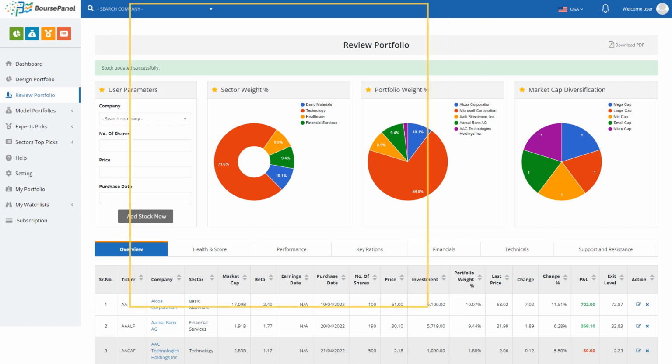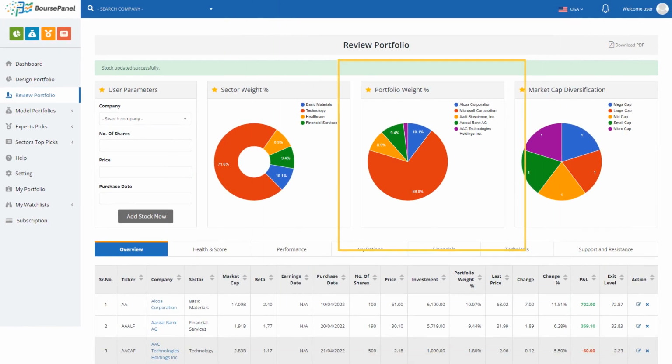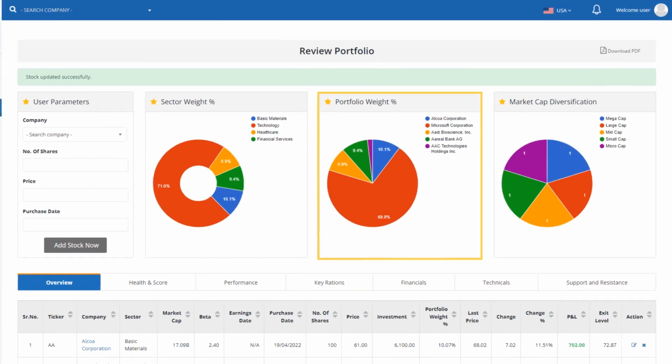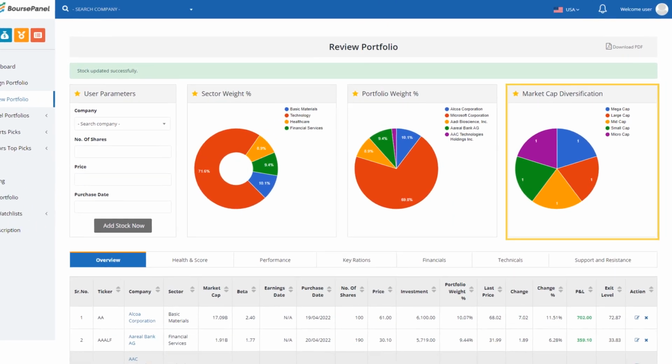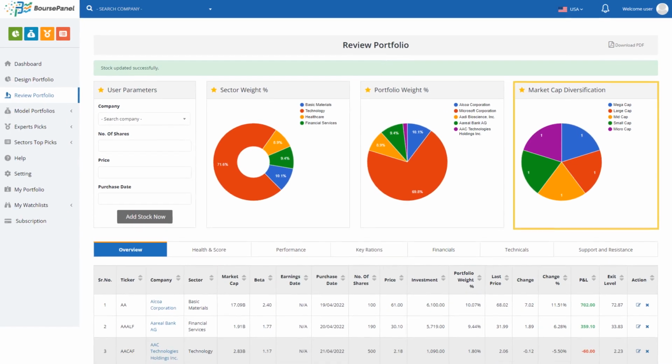In our example, from this chart, you can review the weight of each sector in your portfolio. The next chart shows the weight of individual stocks in your portfolio. While from the last chart, you can review the market cap diversification of your portfolio.